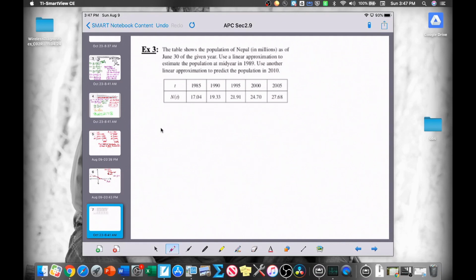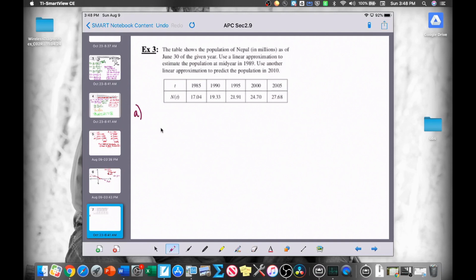Well, first of all, if we think about population growth, normally the shape of population growth is exponential. So it would not make sense for us to use the same linear approximation for the year 1989 as we would use in the year 2010, because the slope of the curve would be drastically different at those 2 points in time. So we will need to find 2 different linear approximations to answer this question. So I'm going to call it part A and part B.